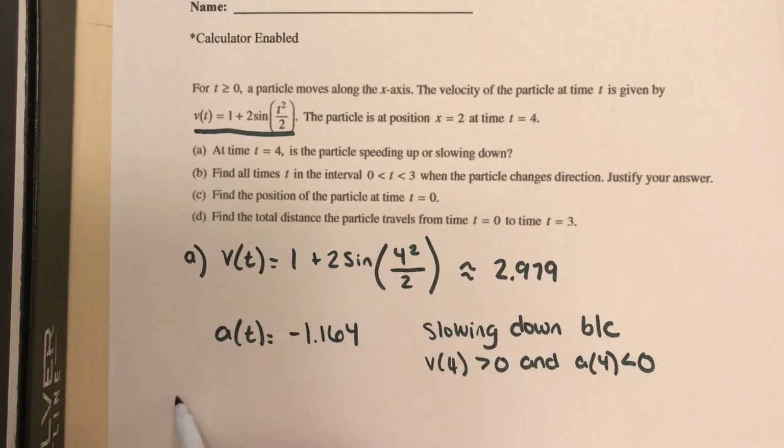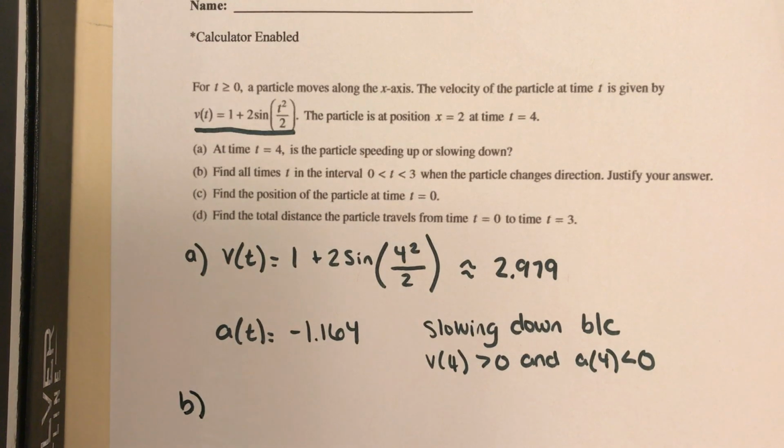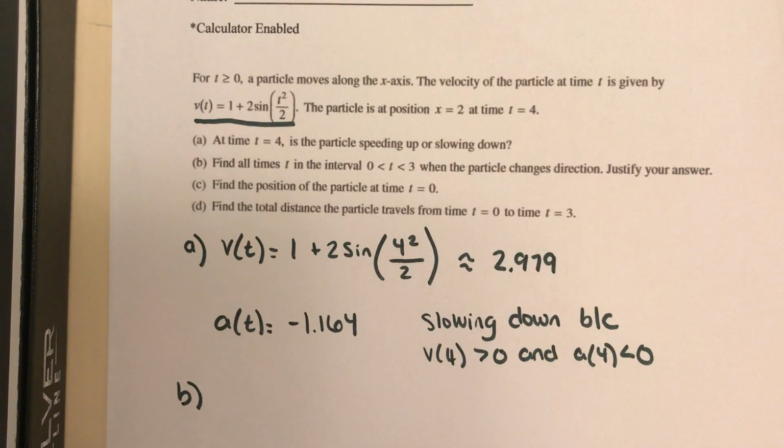Okay, part B. Oh, I didn't read that right. Part B, find all times t in the interval from 0 to 3 when the particle changes direction.